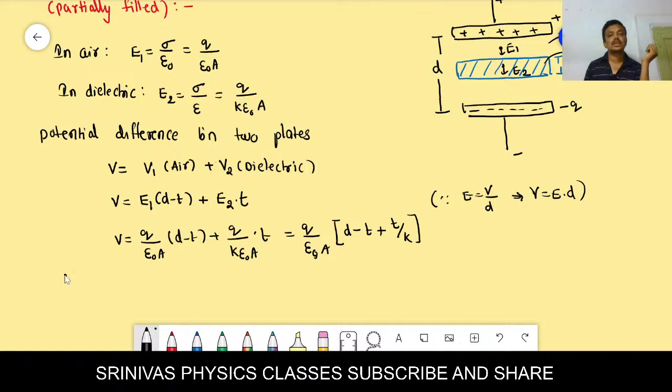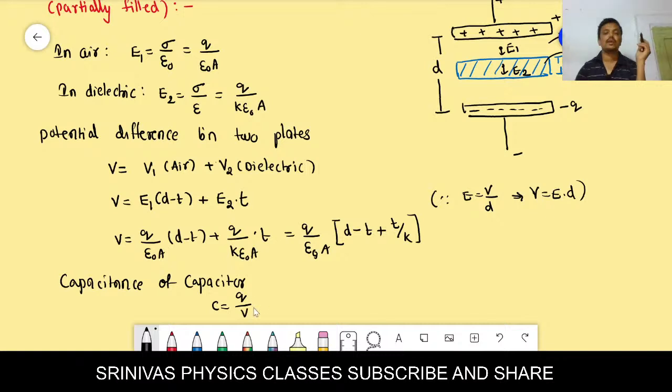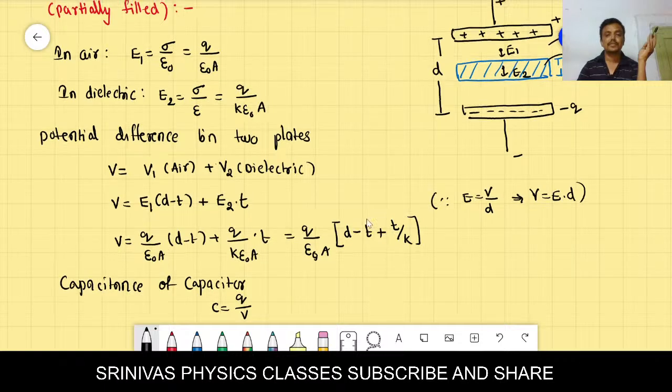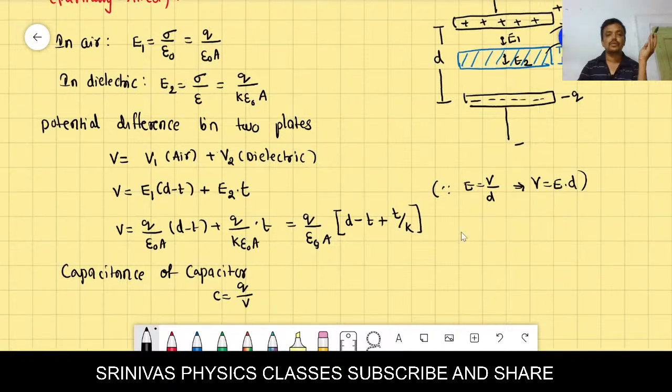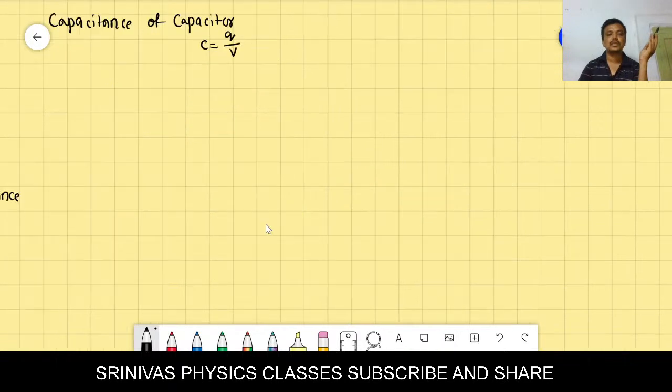Next I want the capacitance of the capacitor. How do we write the capacitance? The basic formula is C is equal to Q by V. We have to use this formula here. Now take a screenshot, and I am going to do the continuation now. Let us see its continuation.